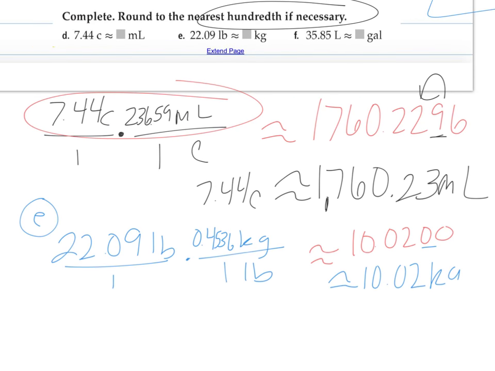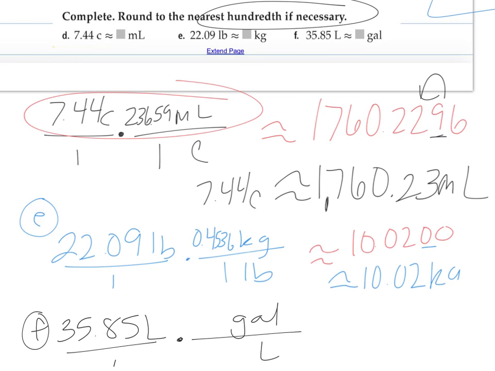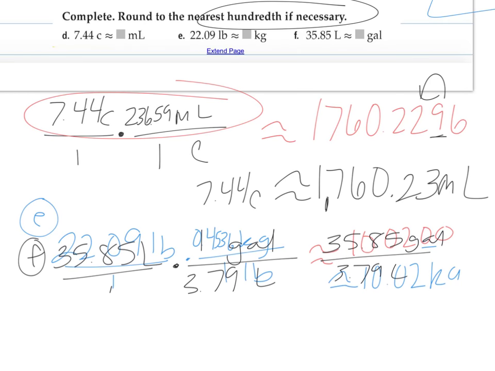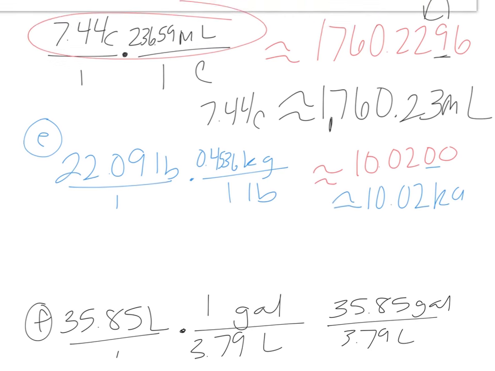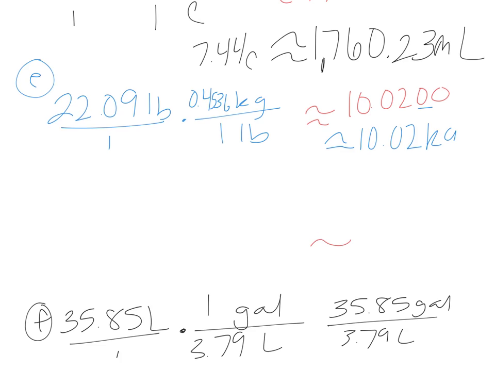Last one, excuse my sniffles. F is 35 and 85 hundredths of a liter. Changing that to gallons, so writing the equivalents to liters. 1 gallon is 3 and 79 hundredths of a liter. Multiply across, which really means I'm going to divide. And when I divide, I get approximately 9.46 gallons. Hoofda!